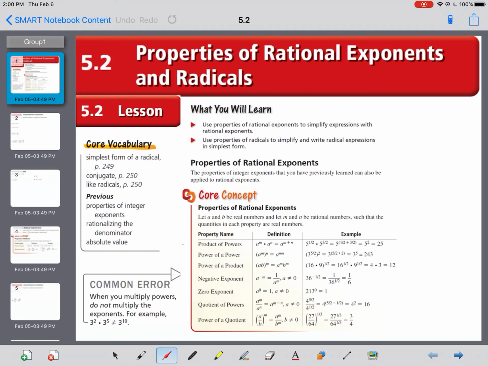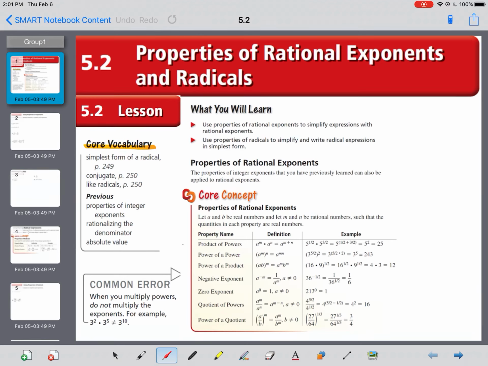Basically, it's properties of exponents, but if they're fractional, they follow the same properties we've already done. So a product of powers, if it's the same base, you add. The power of a power, if it's an exponent to an exponent, you multiply them together. If it's a power of a product, if it's on the outside of a parenthesis, it goes to everybody on the inside of the parenthesis, if they're multiplying together, not if they're adding or subtracting, that would be a FOIL or multiplying situation. Negative exponent does the same thing, drops it to the other side of the divide line.